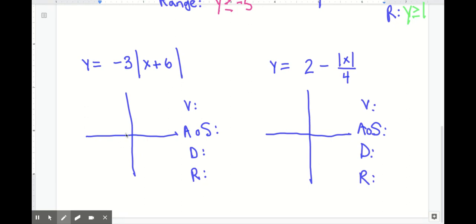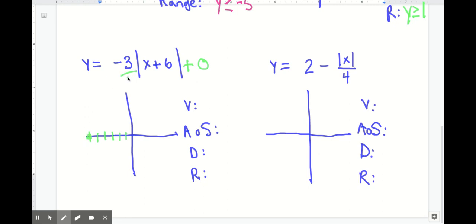This graph is going to go left 6 units. I have a positive 6 that moves me the opposite way. I don't have an up or down number over here. That's because there's really a +0 that I don't see. So I go left 6. I do not go up or down. That is my vertex right there.